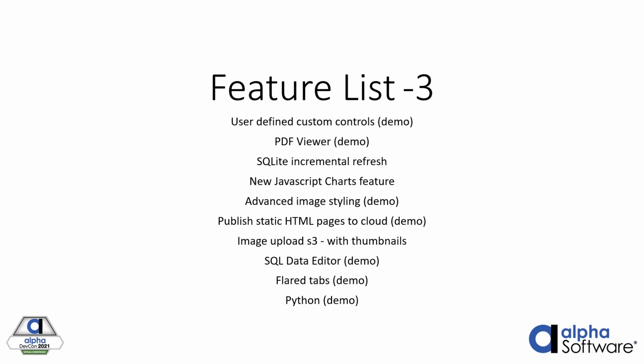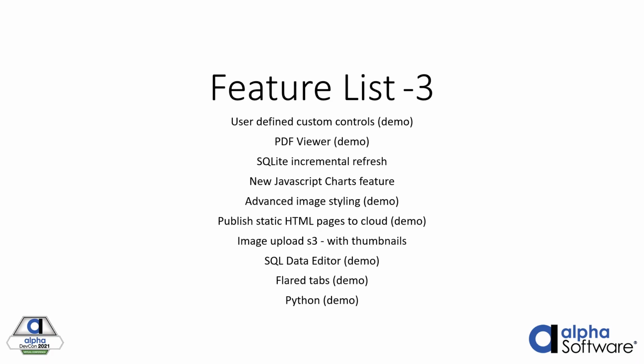So you can just publish directly to an S3 bucket directly from within Alpha Anywhere, and we'll be demoing that. Image upload to S3, we've always had that, but one of the features of image upload when you upload an image to the Alpha server is that you could create thumbnails after the image was uploaded. But when you upload it to S3, you could not create thumbnails because the data was being uploaded to S3, and in order to create a thumbnail, you would have had to use an AWS Lambda function. But now you can upload to S3 with thumbnails.